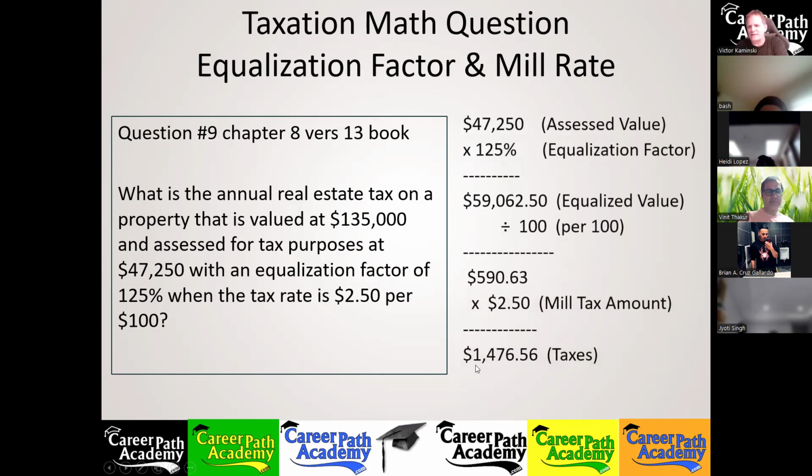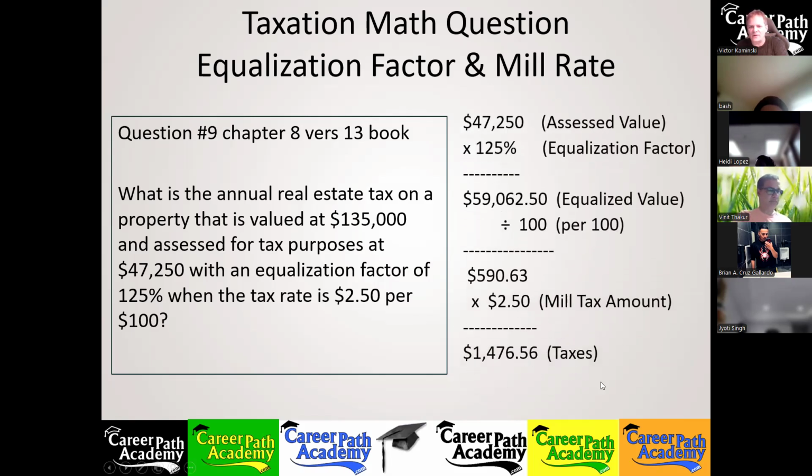So basically, this is the workout for everybody here. You took that assessed value, you multiplied it by 125%, the equalization factor, and that gives you the equalized value of $59,062.50.